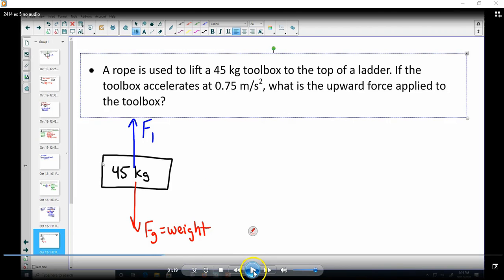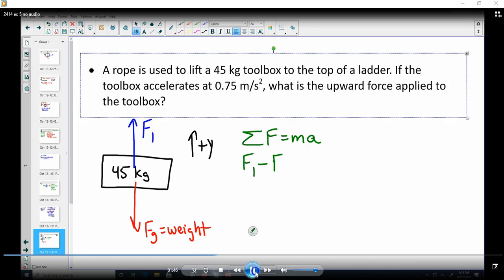In order to determine what the upward force applied to the toolbox would be, we have to consider that the sum of the forces is equal to the mass times the acceleration. We know the acceleration, we know the mass, and we know the weight. And from that, we can calculate the force. So here we're just saying that up is the positive y direction. And we can use Newton's second law, that the sum of the forces is equal to the mass times the acceleration.